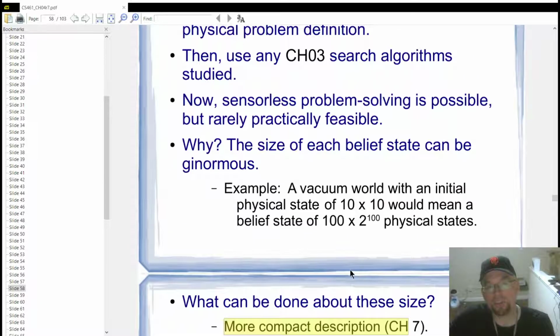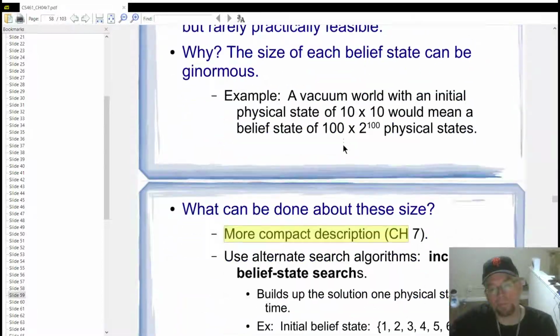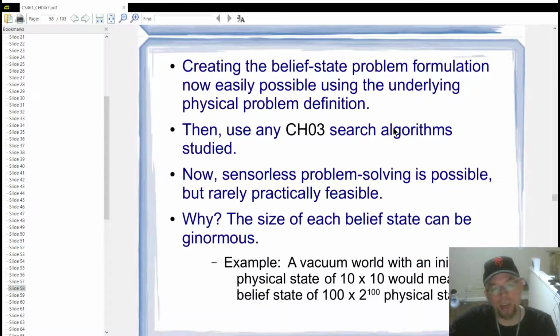Once you have your initial belief state, you can run any of those search algorithms that we studied in chapter 3, using any one of these states as the start state, the initial state. You just run the algorithm like normal, and once it comes back successful, you can carry out the actions blind. Now, that would require you to potentially run an algorithm on every single one of these initial states, so that may be wasteful.